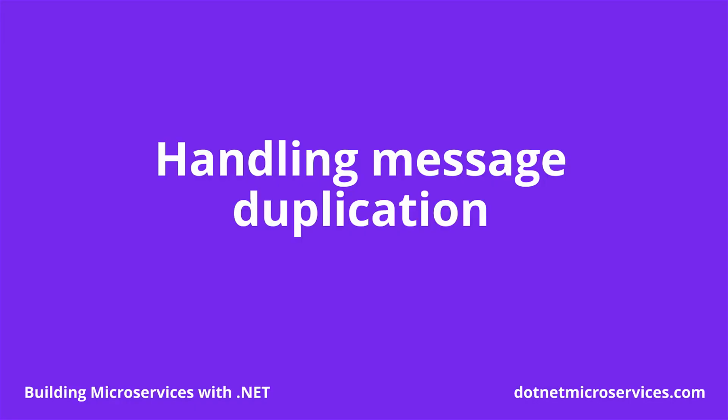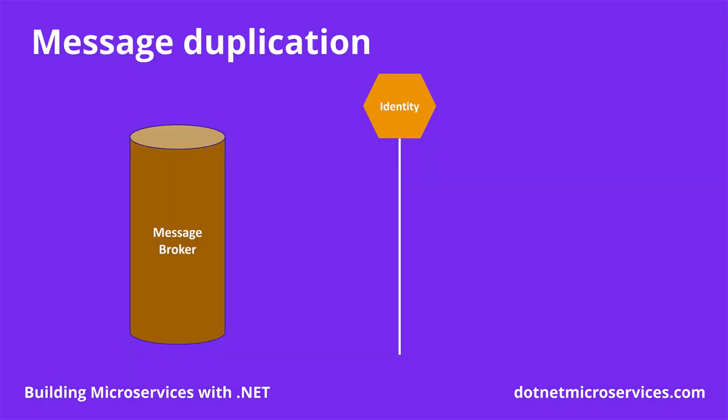In this lesson, you will learn about message duplication and how to use idempotent consumers to properly deal with this issue. To understand the issue of message duplication, let's go through the scenario where yield is debited from the user's wallet. As you know, as part of our purchase process, a debit yield command will eventually be sent to the identity microservice via our message broker.